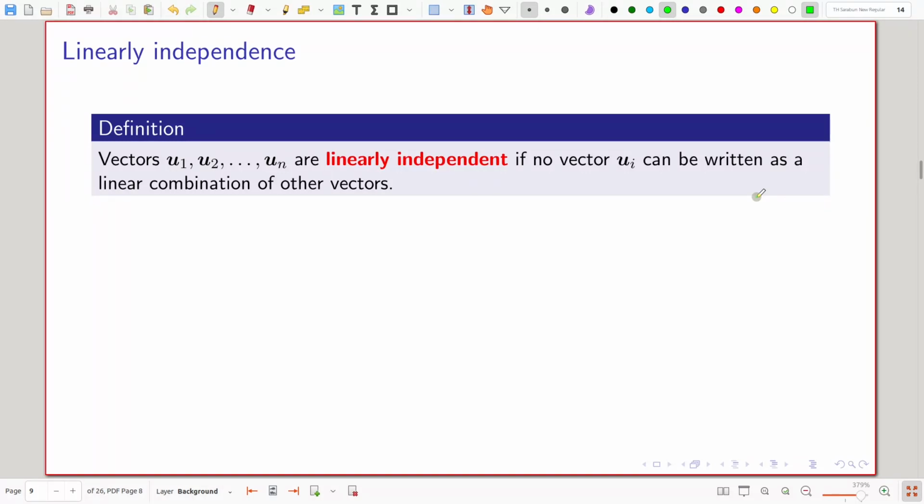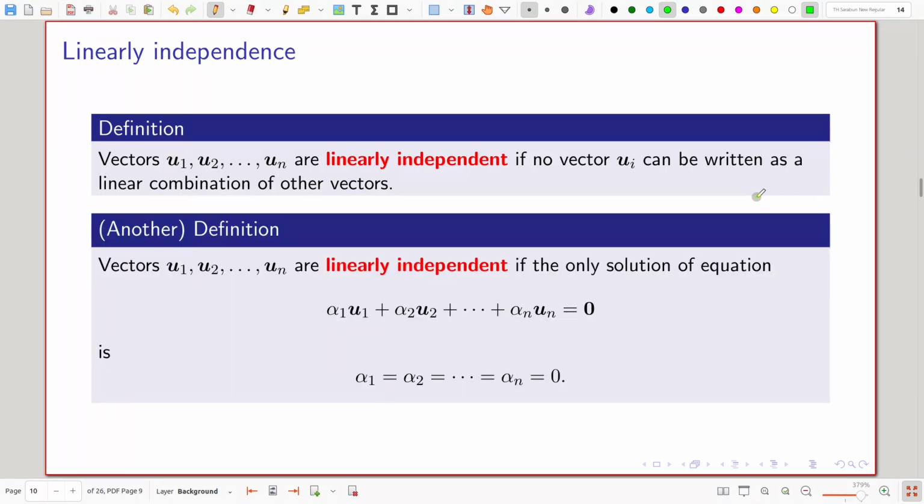Okay, you cannot say this second vector is a linear combination of the other vectors, so it can be created from the other vectors. If you can, that set is not linearly independent. Linearly independent means you don't have anything that is not needed. The first definition is not that useful when you want to prove stuff. This is another definition which is equivalent.